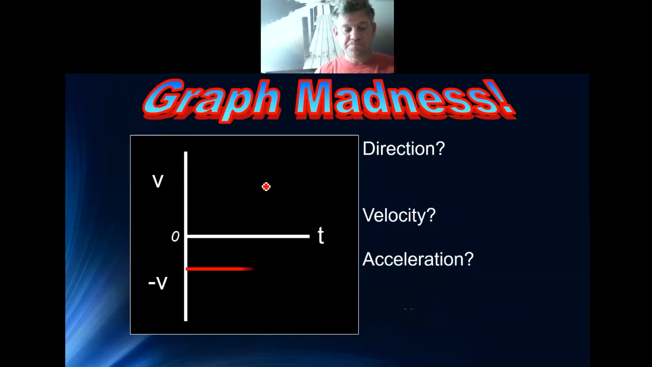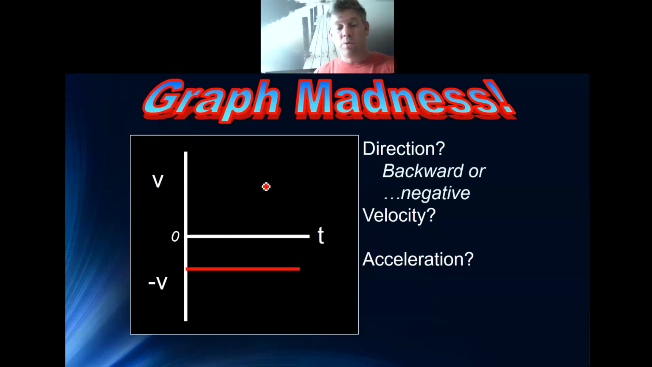Next one. All right, this one now, notice the location of it. Our direction, is it not moving? No, because it's not on the 0. Is it forward or positive? No, it's in the wrong region for it to be forward or positive. This one has to be backwards or negative, all right? Velocity, is our velocity 0? No, because it's not on the t-axis.